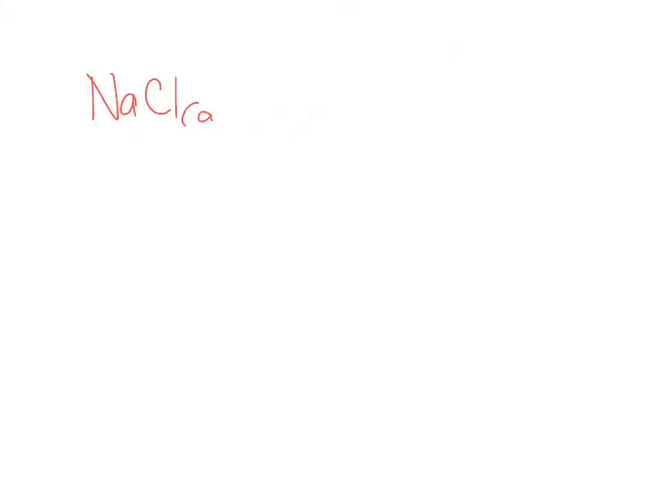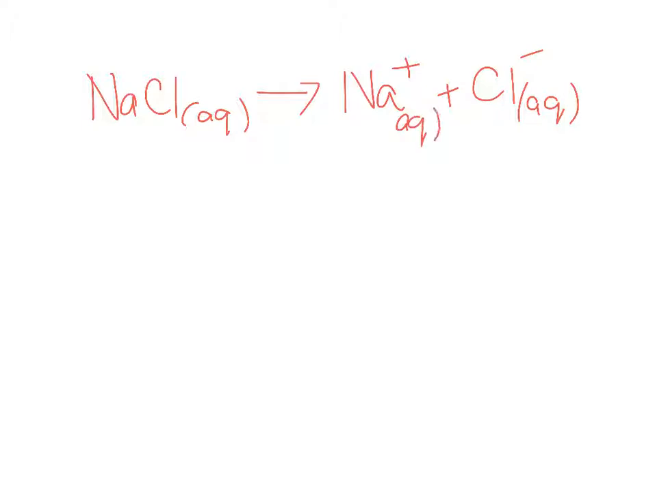Now, if I have sodium chloride solution, sodium chloride is highly soluble. So in solution, you don't really have sodium chloride. You have sodium ions and chloride ions. So if your concentration of this is 0.2 moles per liter, what will be the concentration of sodium ions?